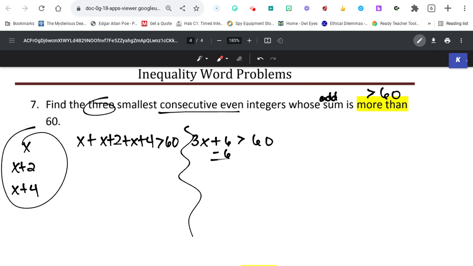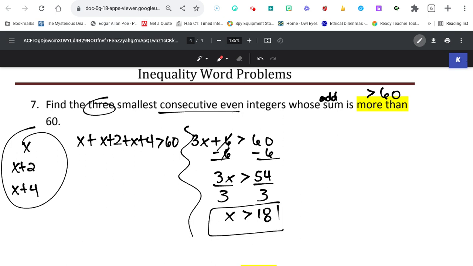So I'm going to subtract 6 from both sides. So you have 3x greater than 54. Divide both sides by 3. Now you want to pay attention because I know y'all know this answer is 18. That's what it looks like. But guys, according to this, the answer must be greater than 18. That's what it says. It doesn't say equal to, it says it's got to be greater than, okay?